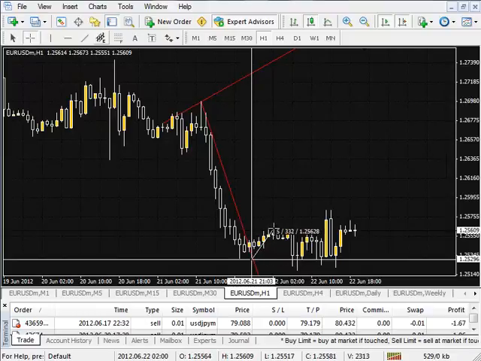Well, 32 pips, that's a good profit. You probably would have cashed out somewhere around 15 or 20 because the market was going back down here. 10 pips to the loss, that's the drawdown. Could have gone up as high as 52 pips.